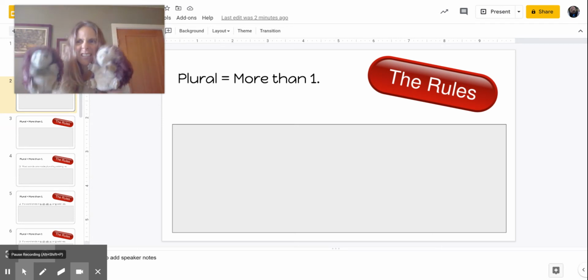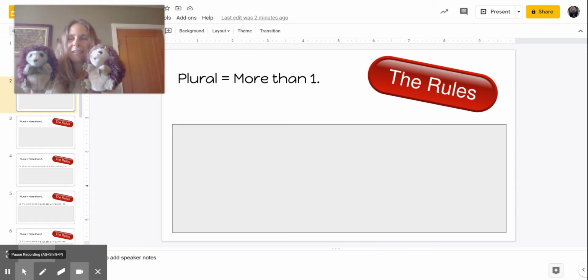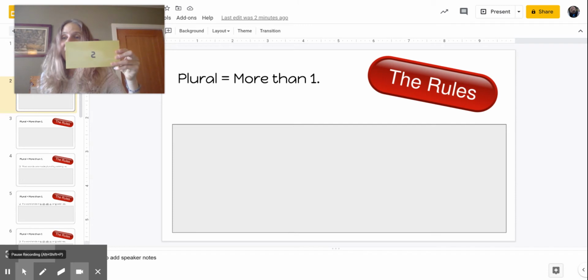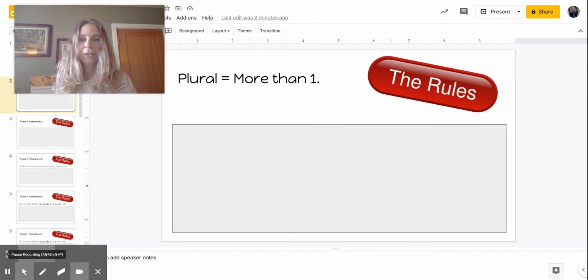So one hedgehog, two hedgehogs. And you might notice that that z sound at the end sounds like I would write it with the z, but it's a little tricky. I don't. Sometimes S can make the Z sound, especially in the suffix. So let's take a look at how this works.